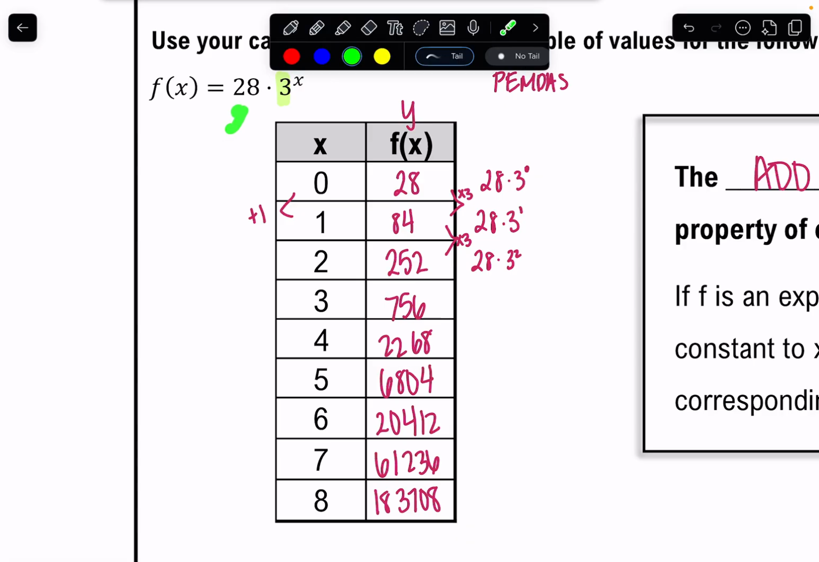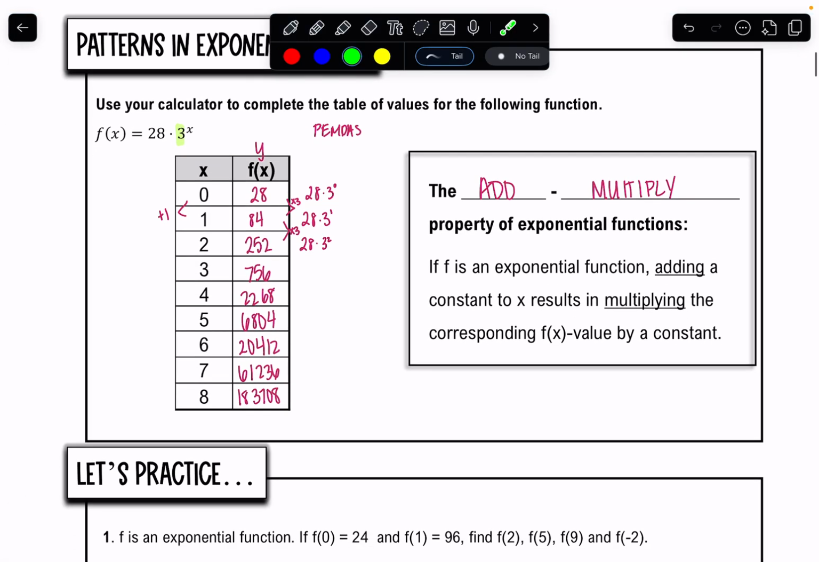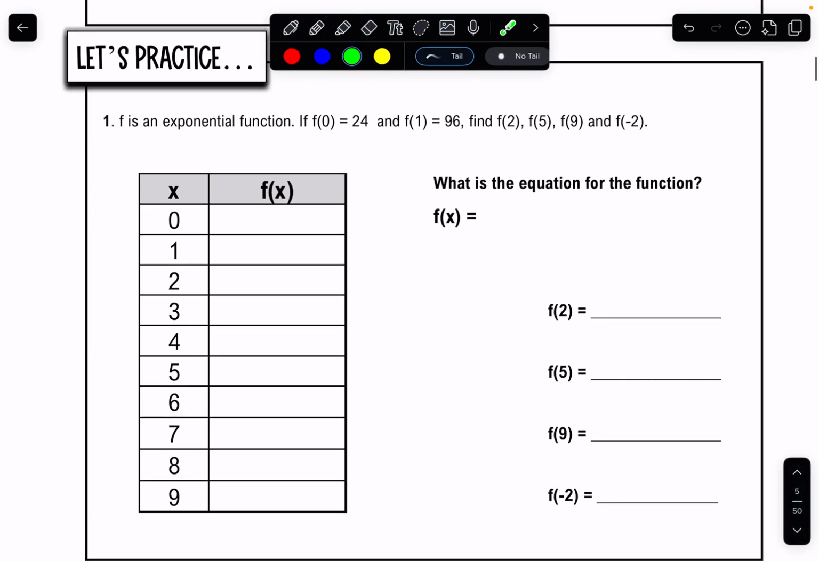So the a value is always going to be this spot in my table: 0, comma, then I fill in the number of my y-intercept, that's my a. Then, whatever my base is, I take that number and multiply it by 3. And then I keep going, multiply that by 3, multiply that by 3. So that is the add-multiply property, okay? That's how we can easily fill out a table, and we can also go in reverse. I could also write the function if I'm given a table, okay?